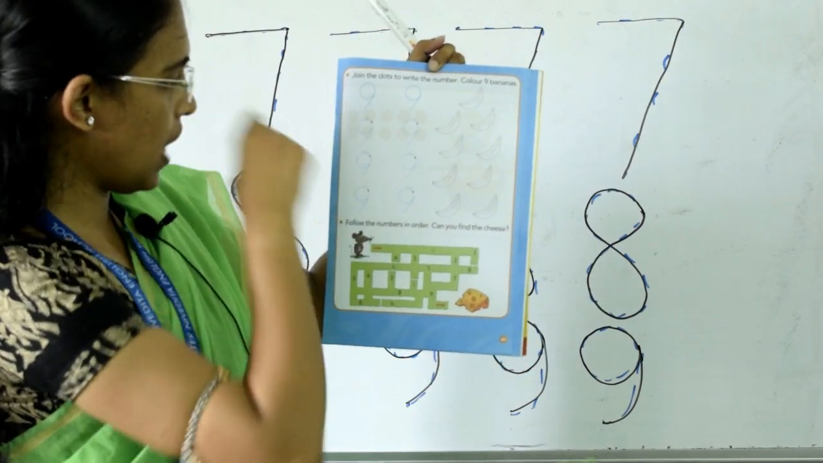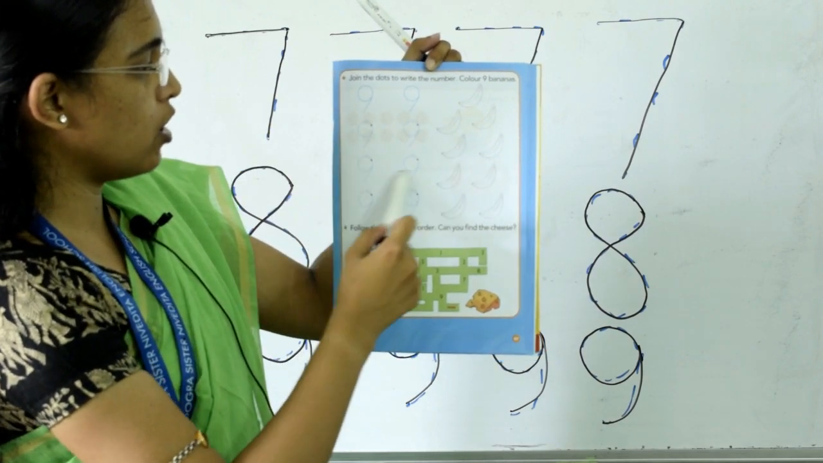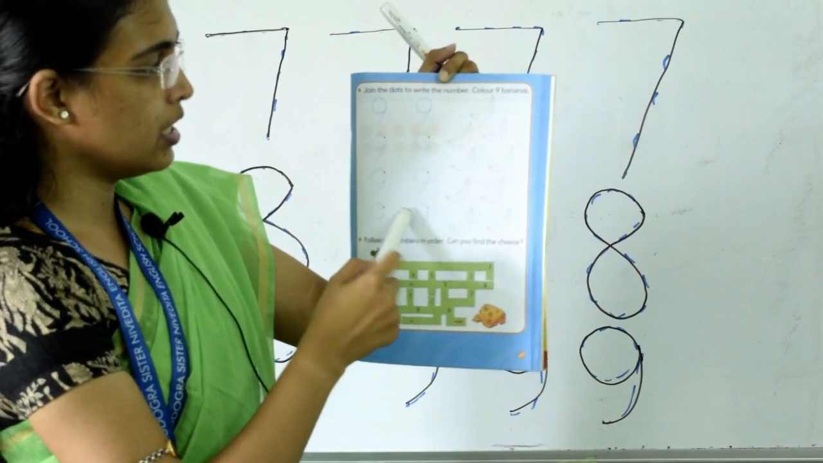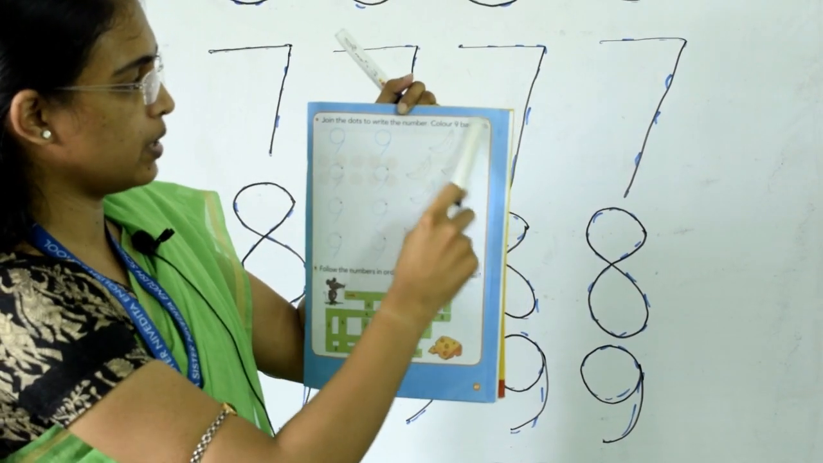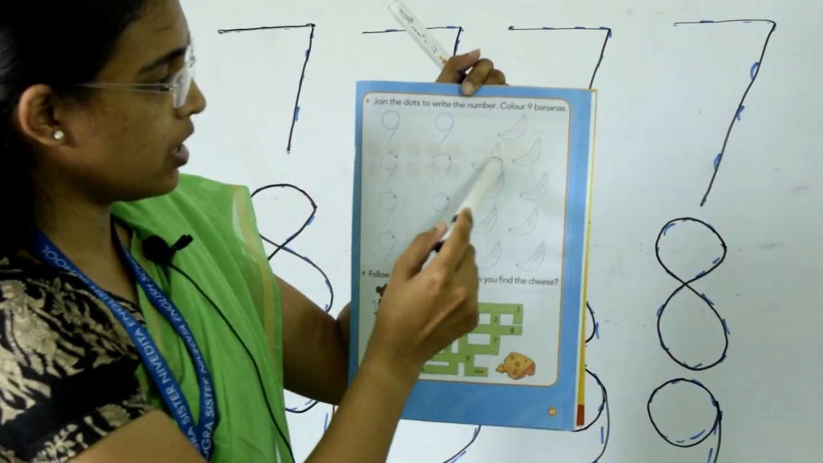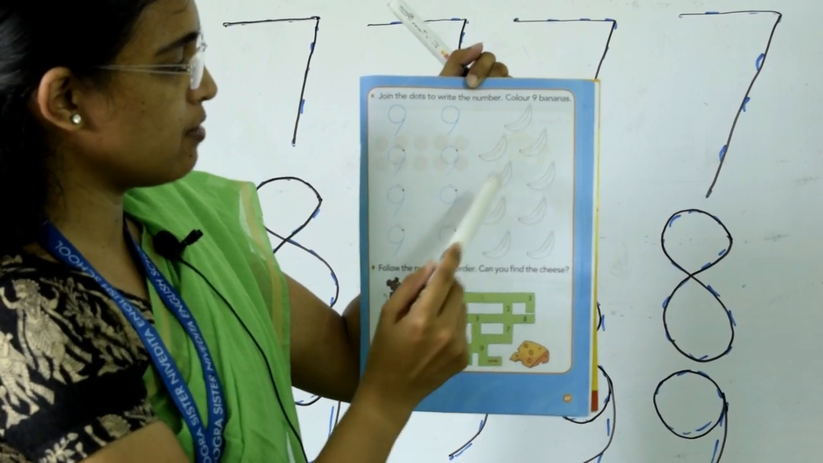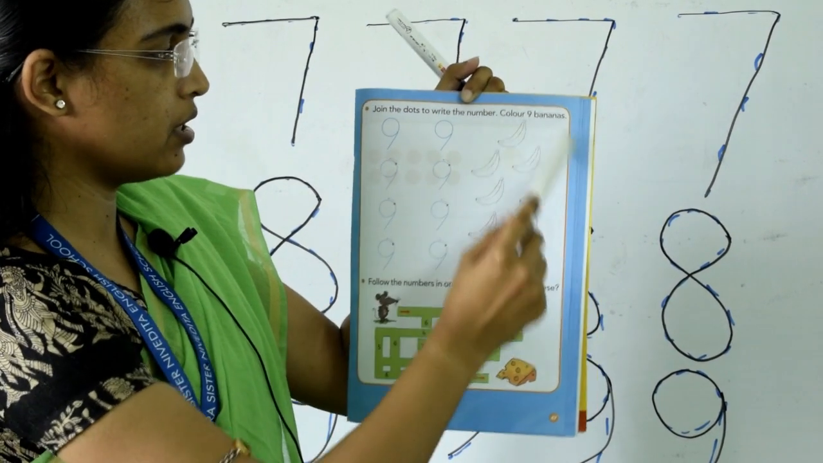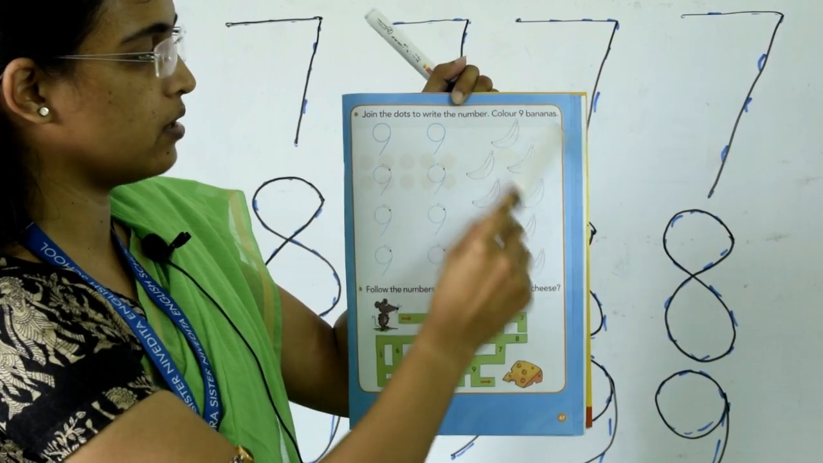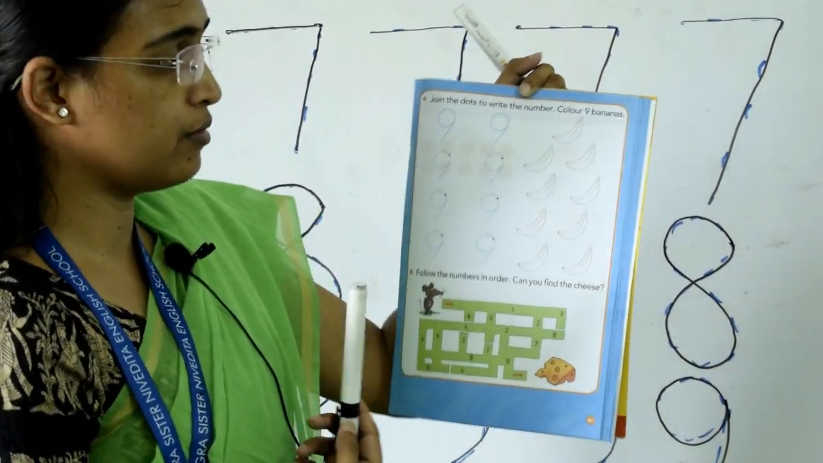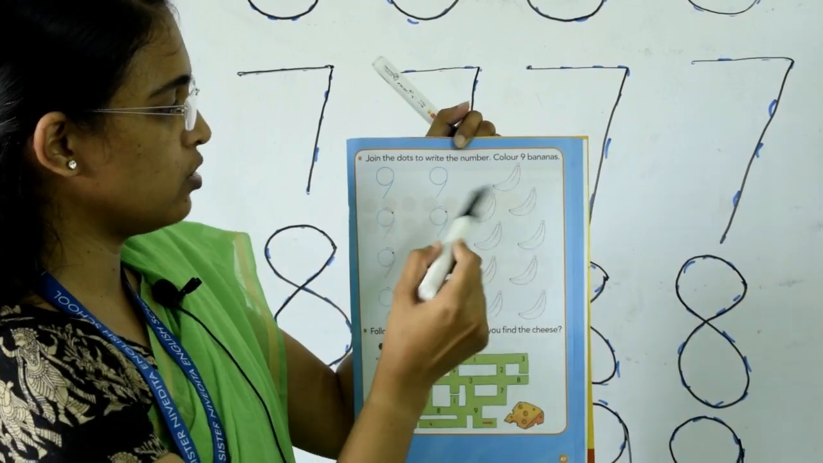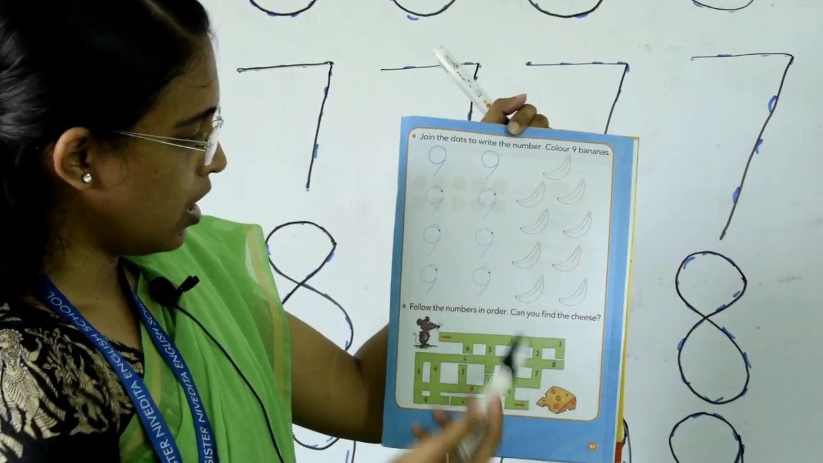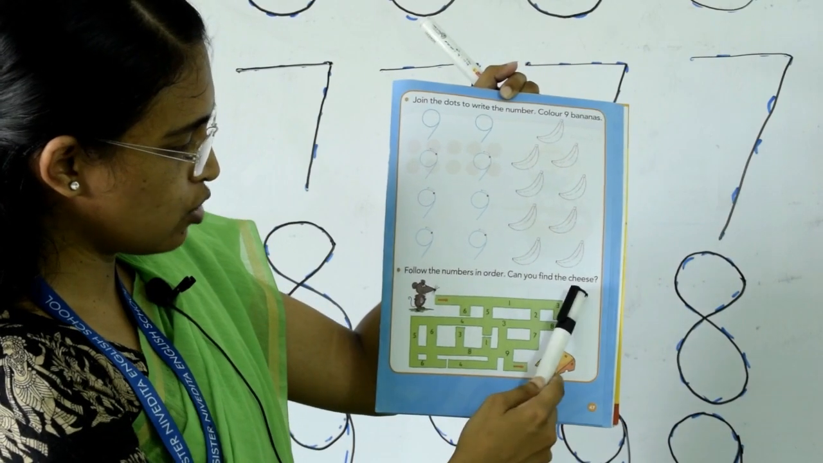Here also you have to join all the dots to make 9, and then you have to color all these bananas. How many bananas are there? 1 2 3 4 5 6 7 8 9. 9 bananas. So you have to color all the bananas. What is the color of banana? Yes, yellow color. So you have to use yellow color. Okay, after doing this, what is the next question?